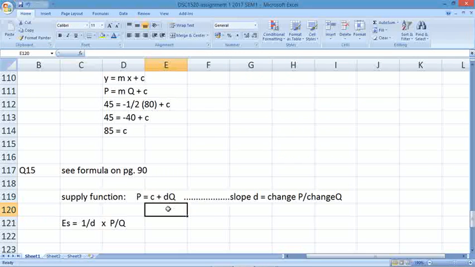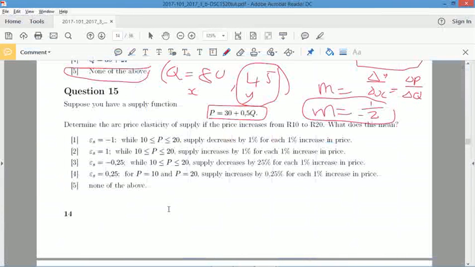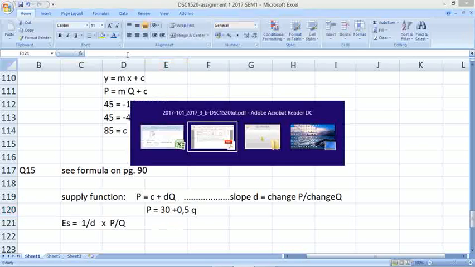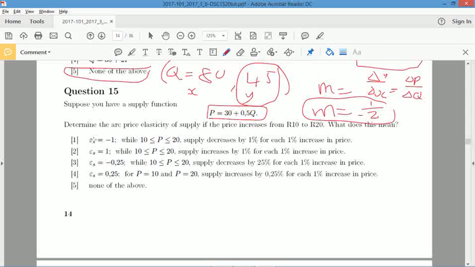So the function is P equals 30 plus 0.5Q. They say determine the arc price elasticity of supply if the price increases from 10 to 20. What does this mean? Okay, so that's what we're looking at here.